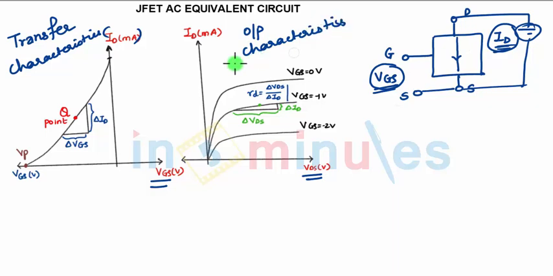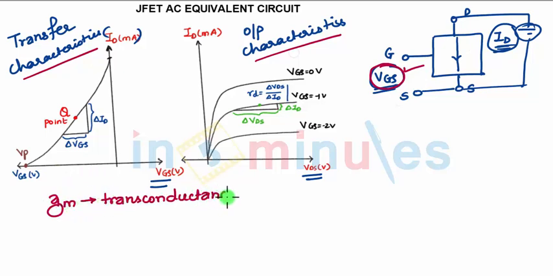Now this part is your output characteristics, this is your transfer characteristics, and what we have seen is that gate to source voltage controls the drain current. Now the change in the drain current that will result from the change in VGS can be determined using transconductance, say GM. So GM is nothing but the transconductance.